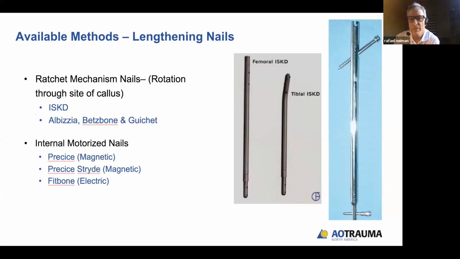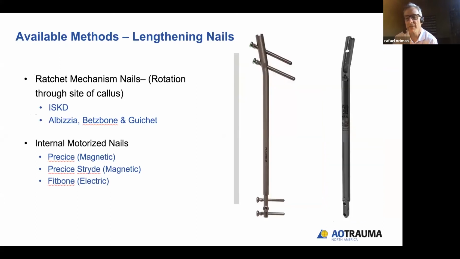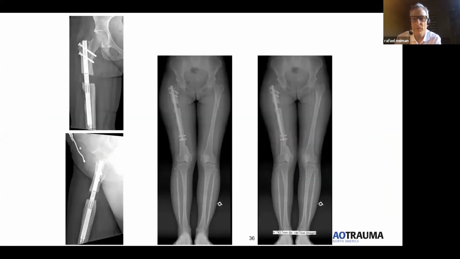There are those that are mechanical only devices, such as the ISKD. And then there are internally motorized versions, which are magnetic, and there are some that are electromechanical as well. And these are really going to transform bone lengthening procedures, as you see here, but not just bone lengthening, but bone transport, as we start to see these devices in use more often.